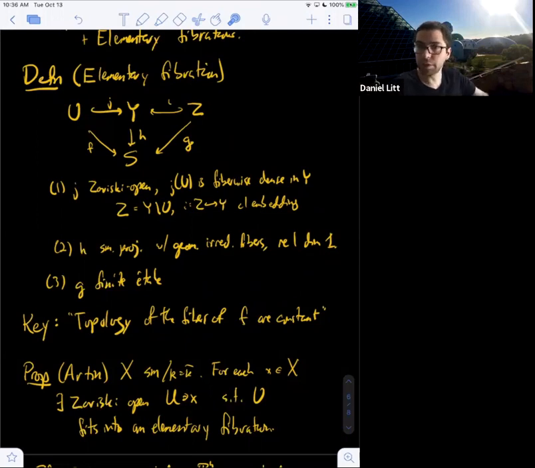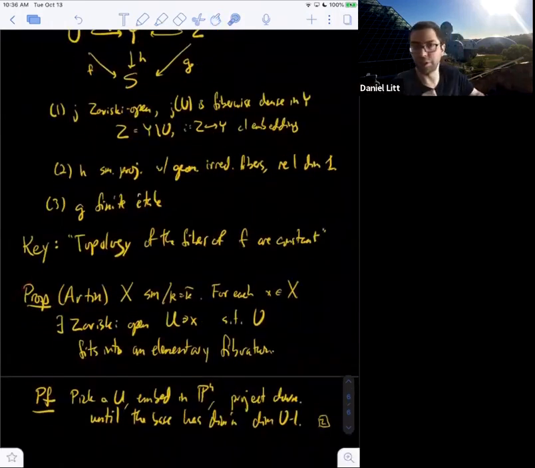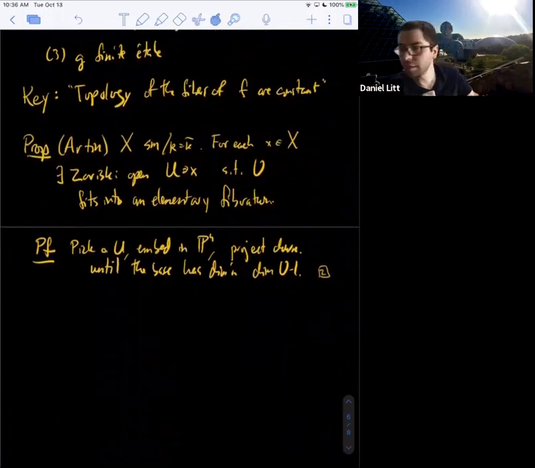Are there any questions about that? Any other questions? I think calling it a proposition underrates it. I think this was a big breakthrough when Artin proved this, and it's not an easy theorem, but it's supposed to be classical algebraic geometry, which is why I'm not proving it. Are there any other questions?